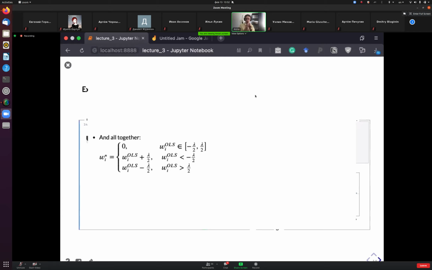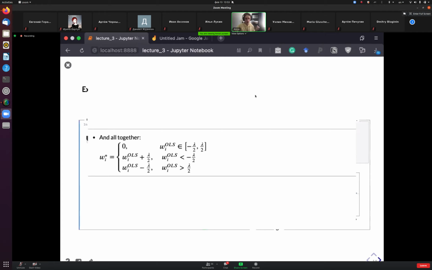So if the coefficient was on the left, so if it was smaller than minus lambda divided by 2, then we will add lambda divided by 2. So we'll move it slightly closer to 0. If it was on the right, so if it was positive and larger than lambda divided by 2, then we will subtract lambda divided by 2. That is, again, move it slightly closer to 0 from the other side. So that's the intuition of what's happening with Lasso regression. We're again shrinking the weights, but we also have this region around 0 where all the weights are exactly 0. Okay, that was the orthogonal case.